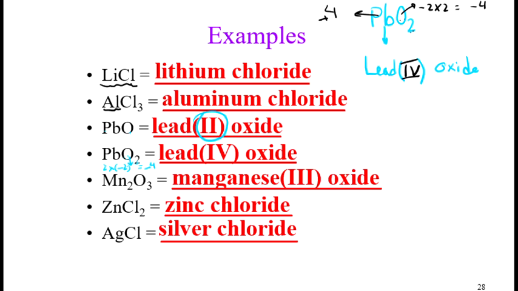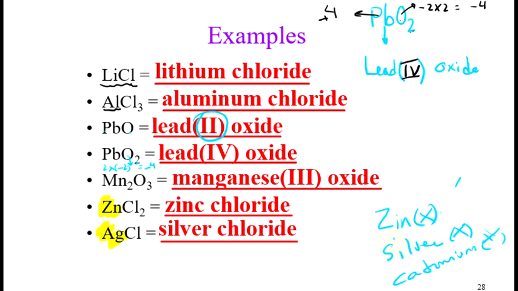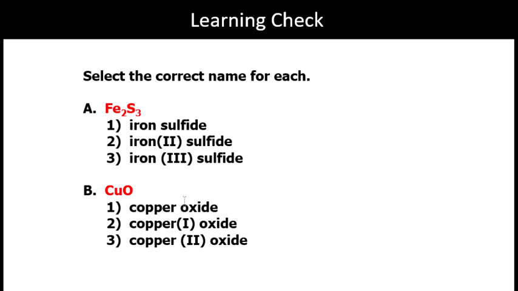But please remember that whenever you have zinc, whenever you have silver, whenever we have cadmium, we never use Roman numbers. We don't have something after their name. So we never have zinc parentheses something. We never have silver parentheses something, and cadmium as well. So please don't pick the answers if we have Roman numbers. We never use Roman numbers for them. Please answer these questions quickly.